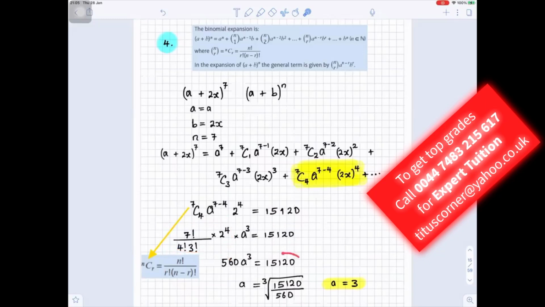A cubed is 15,120. So to find a, we want to find the cube root. To find a, we find the cube root of 15,120 divided by 560. Put it in your calculator, and you get a equals 3.